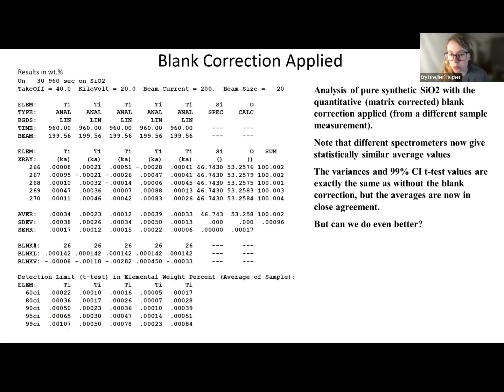And so if someone has reported a detection limit, is it assumed that it's 3 sigma in EPMA? No, you can't just assume. That's why the confidence interval is actually stated here, because you need to know what your sigma assumption is. So always reference that.